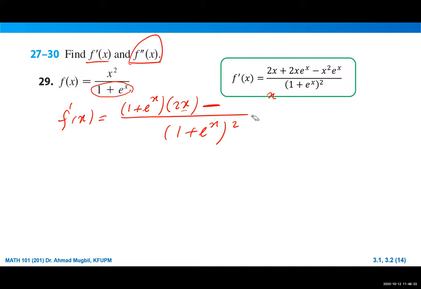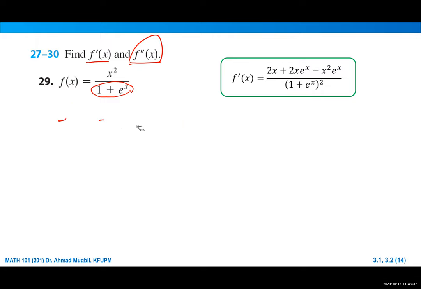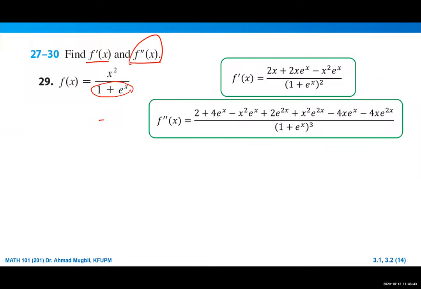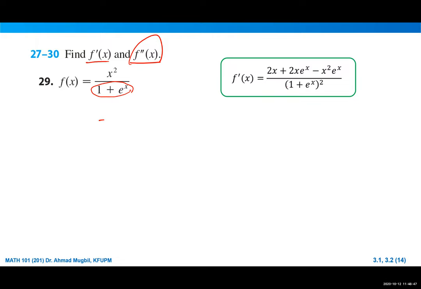Now, the question is how to find the second derivative. This is the first derivative. Now you need to differentiate this again. And you can see it is a long expression. But the trick here is how to differentiate the power here. You have a power. So if you are using the derivative, what will you do?